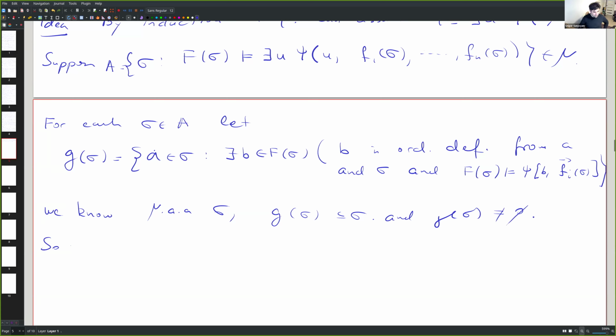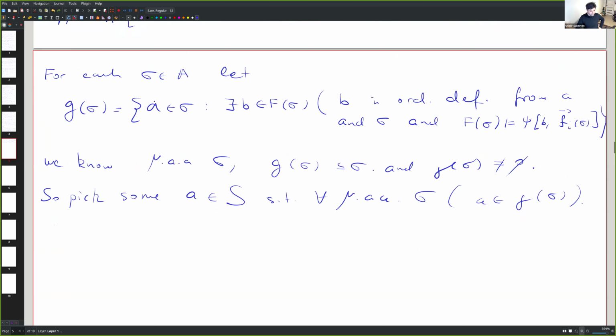So pick some A in the set S, in the best set A, such that for almost all mu, almost all sigma, A belongs to G sigma. So A is my parameter now, but B is ordinal definable from A and sigma. So now I can define a canonical witness, pick the least ordinal definable one, right?